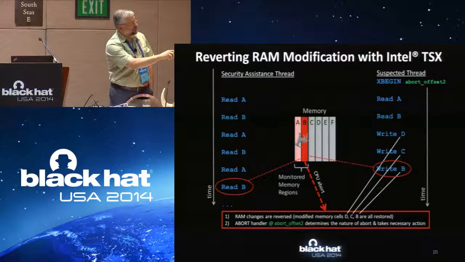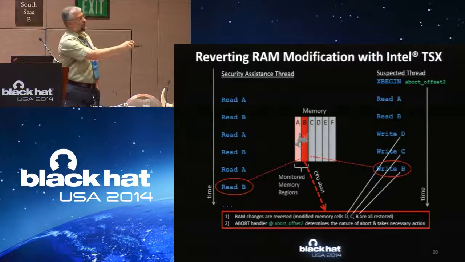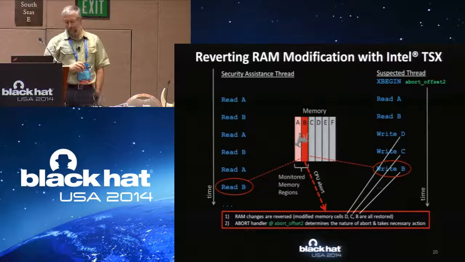So at this point, an abort happens. All the memory modifications which were performed by the suspected thread are reverted. And the control is transferred to the offset defined in this XBEGIN, abort offset 2.